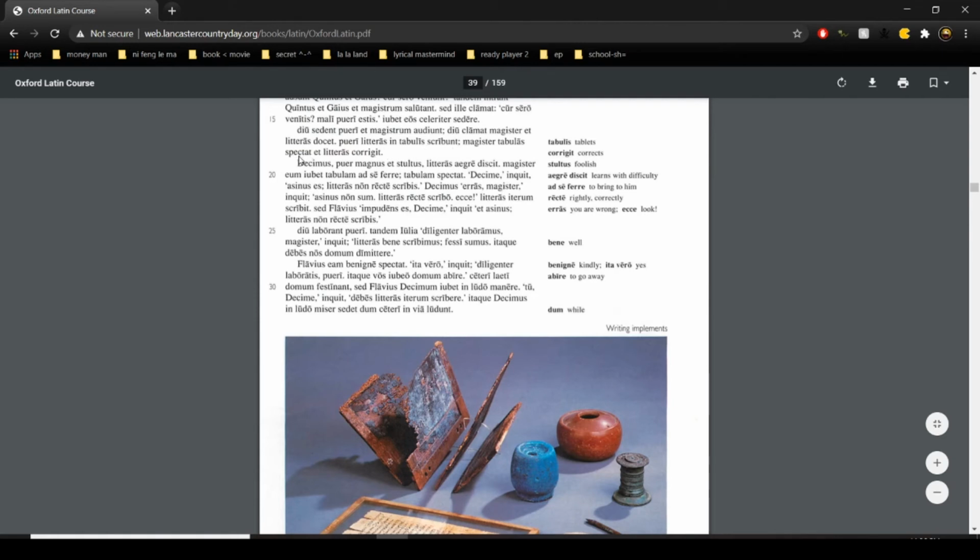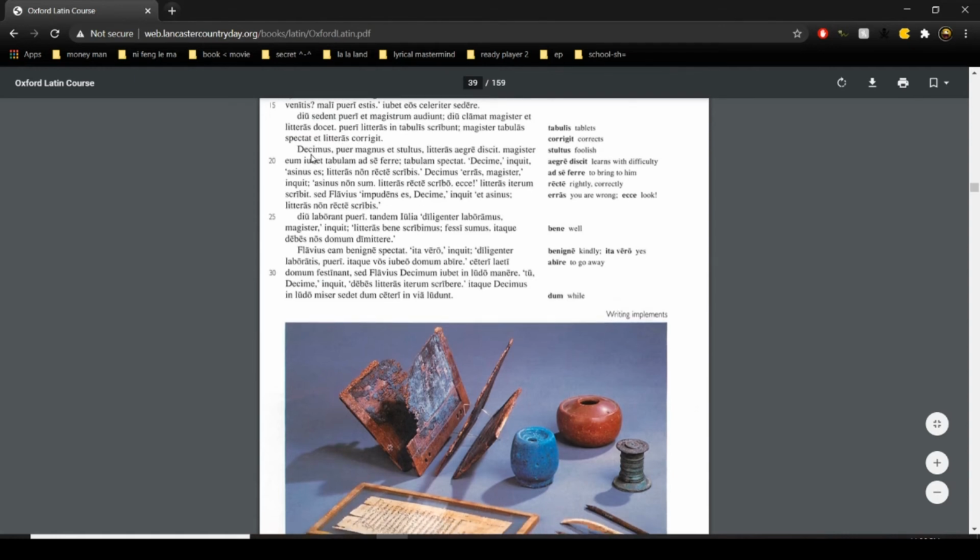So the children write in tablets. Magister tabulas spectat et litteras corrigit. So the teacher watches their tablets and corrects the letters. Decimus, puer magnus et stultus, litteras aegre discit. So Decimus, who is a big and foolish boy, learns the letters with difficulty.